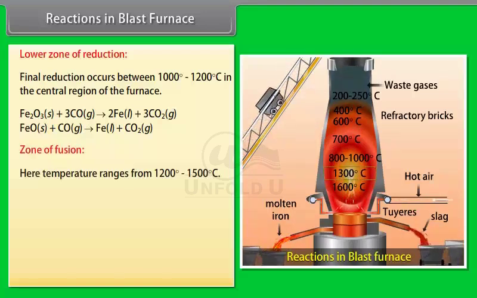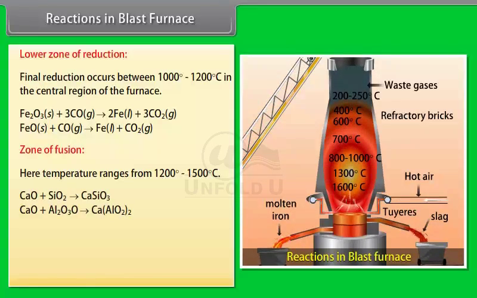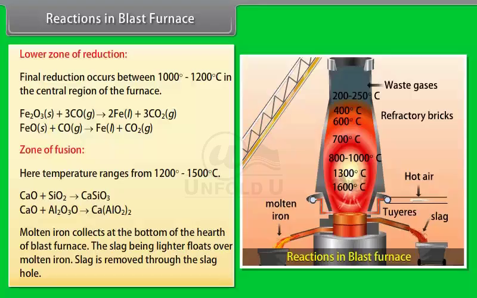Here, temperature ranges from 1200 degrees to 1500 degrees Celsius. Limestone decomposes into calcium oxide, which acts as a flux and combines with the impurities of SiO2 and Al2O3 and removes them as slag. Molten iron collects at the bottom of the hearth of the blast furnace. The slag, being lighter, floats over molten iron. Slag is removed through the slag hole.